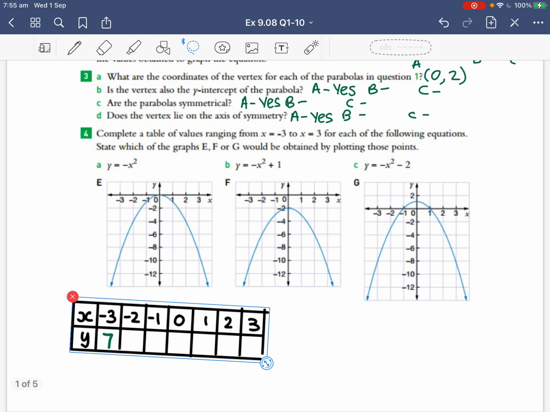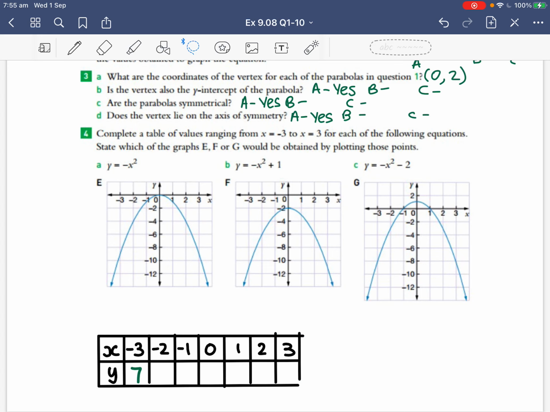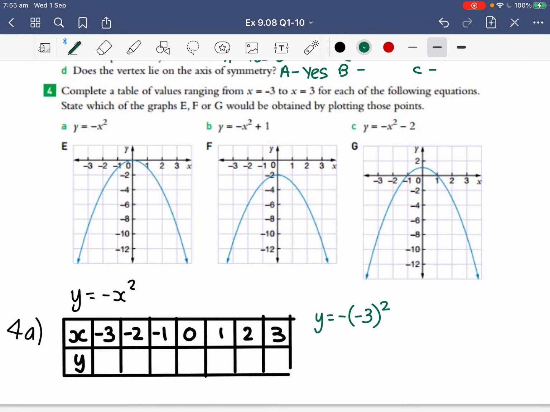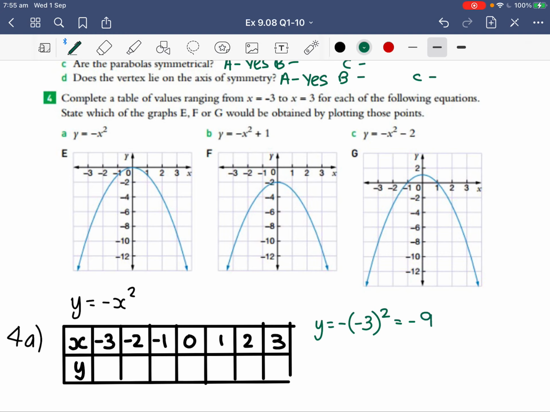So this is 4A, and we have the equation y equals -x squared. For y equals -x squared, what we want to do in our calculator is go y equals minus bracket our x value of -3. So we press minus bracket -3 squared, and we get an answer of -9. So we'll put that in our box.